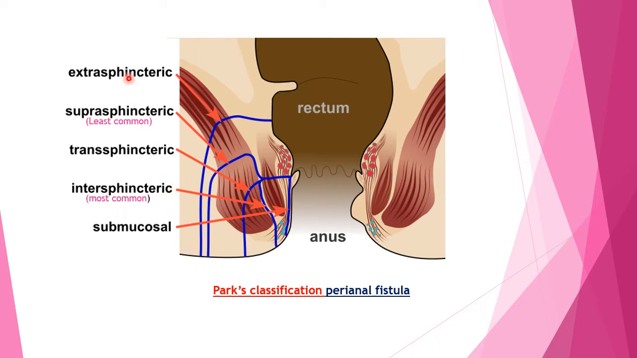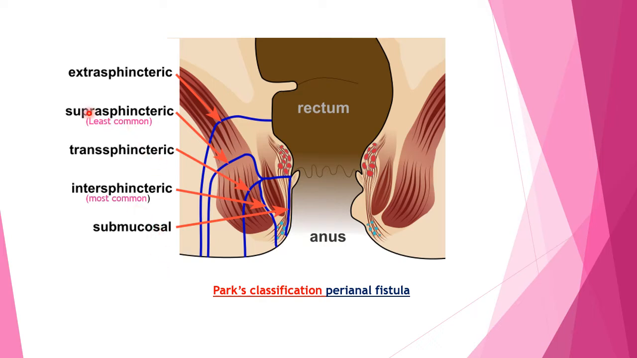There are four main types. The first, and the most common, is the intersphincteric fistula. It goes between the two sphincters, external and internal sphincters, and then communicates with the anal canal here. This is the intersphincteric.